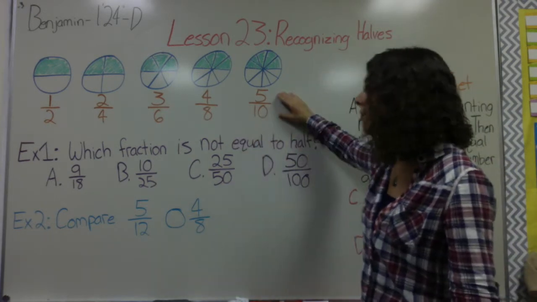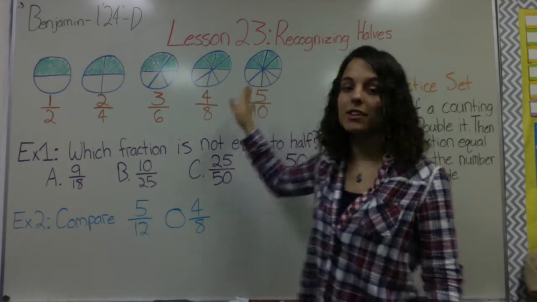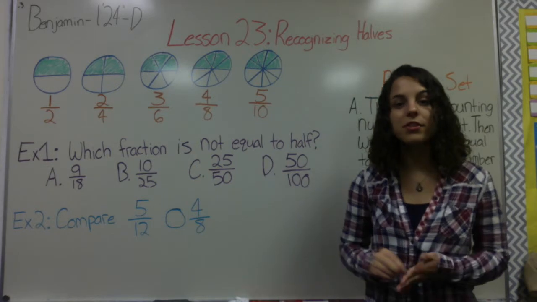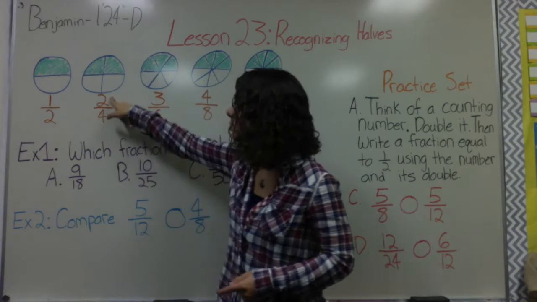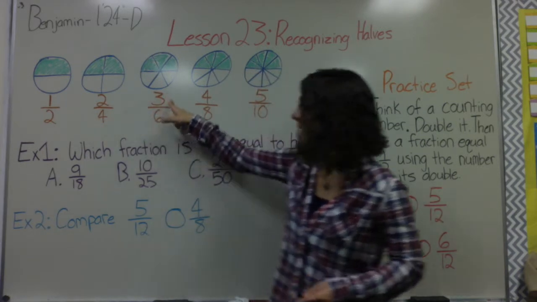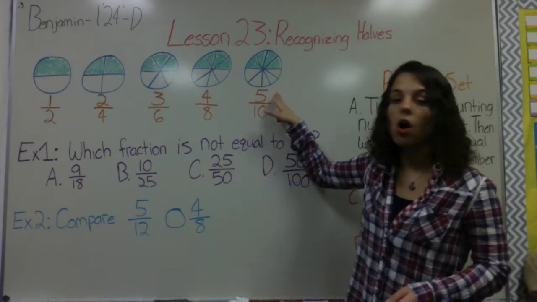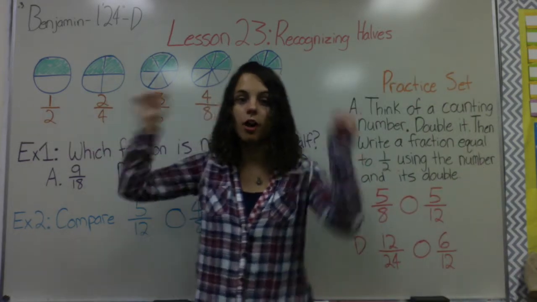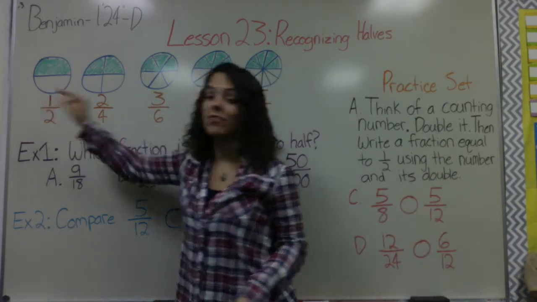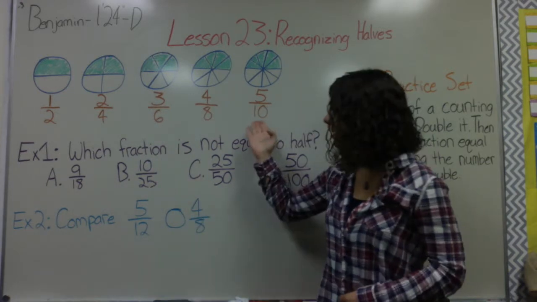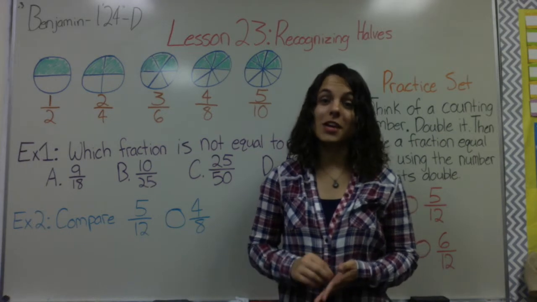Now, all of these, if you look, the way that we know that these are equal to half without even seeing the circles, without even seeing the visual, is because 1 is half of 2, 2 is half of 4, 3 is half of 6, 4 is half of 8, and 5 is half of 10. If you were to double all of the numerators, remember numerator, noggin at the top, denominator at the bottom. So if you look at all the numerators and if you double them, you will end up with your denominator. That's how you know whether a fraction is equal to half.